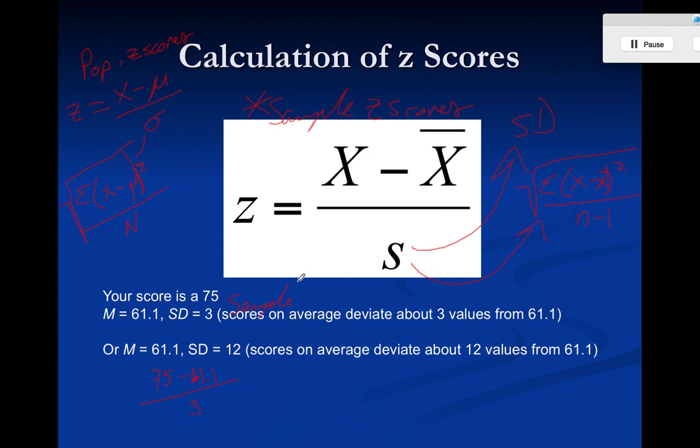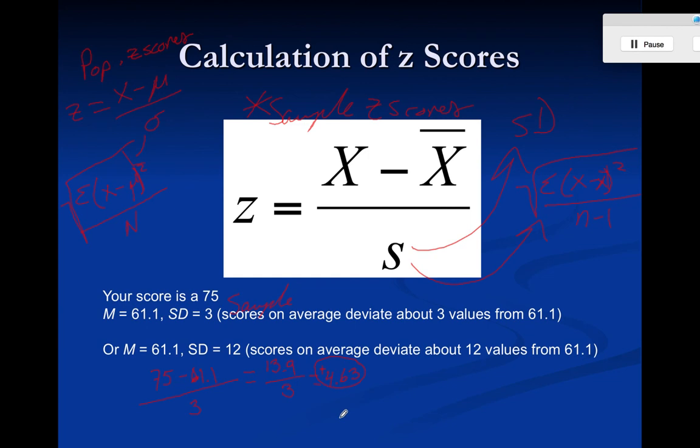So go ahead and do your math. 75 minus 61.1 should give you a numerator equal to 13.9. Divide that by the standard deviation, which is equal to 3, and that gives us 4.63. If you notice, it's positive, so make sure to include your positive. So this is your z value, positive 4.63.